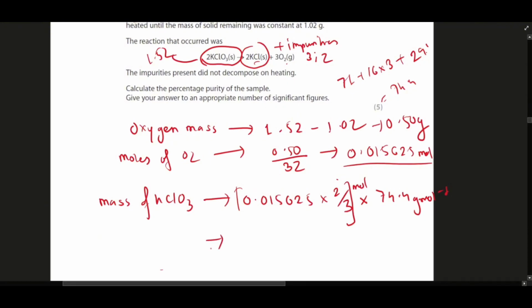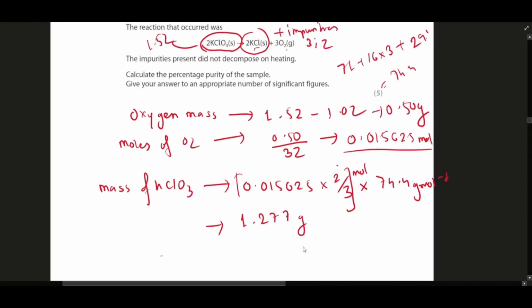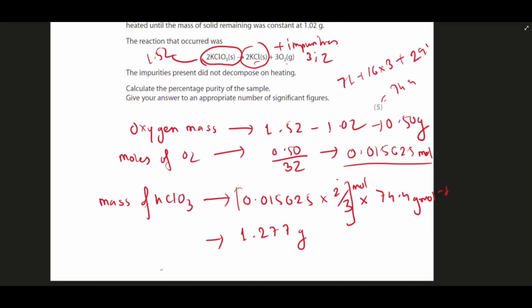What will be the answer if you just do the whole thing? I believe it's 1.277 gram. 1.277 grams. So we got our mass of KClO3, isn't it? Oh wait, did I make a mistake? I think I made a mistake, right? I think it's 0.77. Sorry, 0.777 gram, right? So this was basically the mass of potassium chlorate.